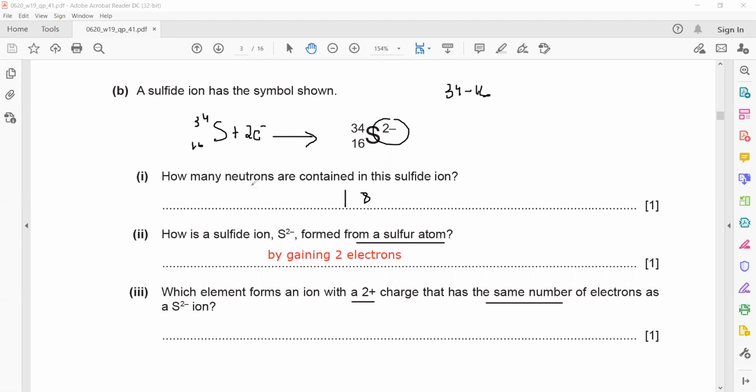We want to identify which ion with the charge 2 plus will have 18 electrons. So when you write, if you are saying magnesium, so magnesium is atomic number 12, but magnesium plus 2 means it will have 10 electrons. When you write about calcium, calcium is 20 and 40, but calcium plus 2 will have 18 electrons. That's why the correct answer is calcium.